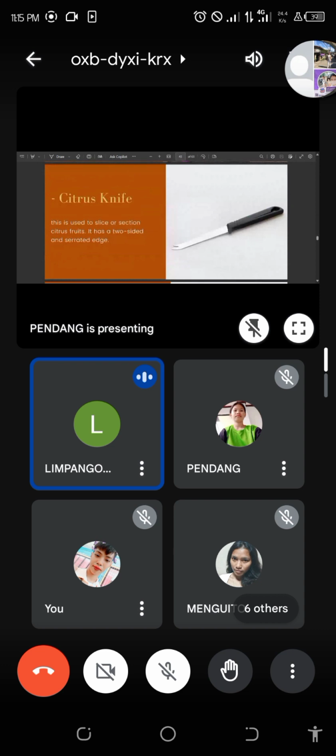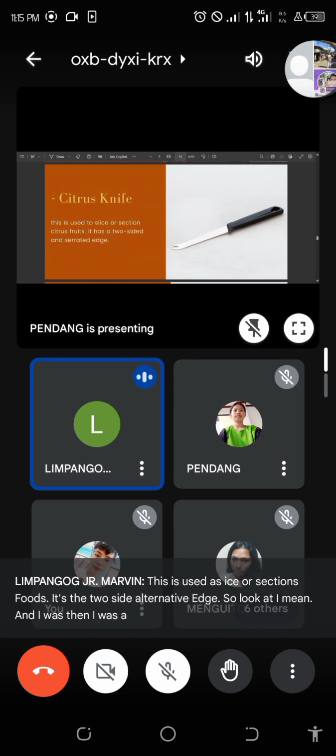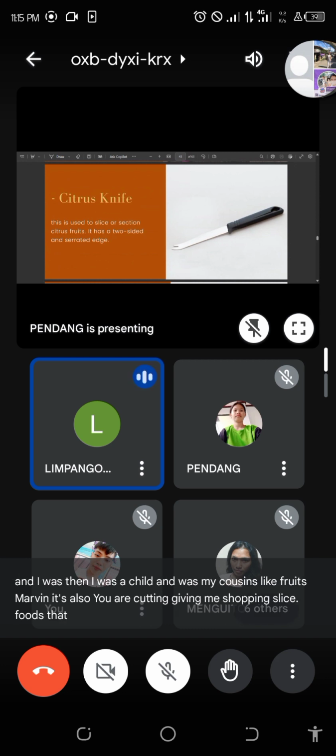Citrus knife. This is used to slice or section citrus fruits. It has a two-sided and serrated edge. It is like a fork. People who eat fruits elegantly can use it to pick up the fruit. It can also be used to slice fruits, and then you stick the fruit with it and eat.